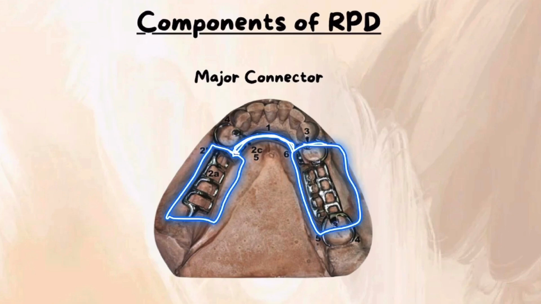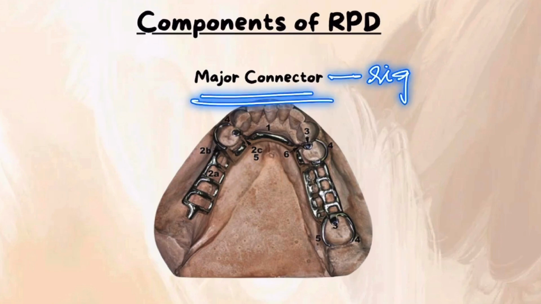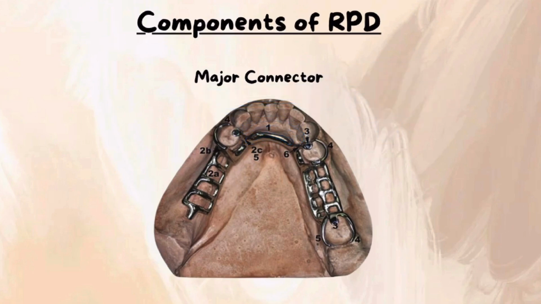So this is a major connector which is joining the components on one side of the arch to the components on the other side of the arch. So what should a major connector have? What are the characteristics of a major connector? It should be rigid to withstand the stresses, and it should not cause injury to the soft tissues or to the gingiva. Its superior border should be parallel to the gingival margin. It should be made up of an alloy which is compatible, and should not cause any reaction in the oral tissues.